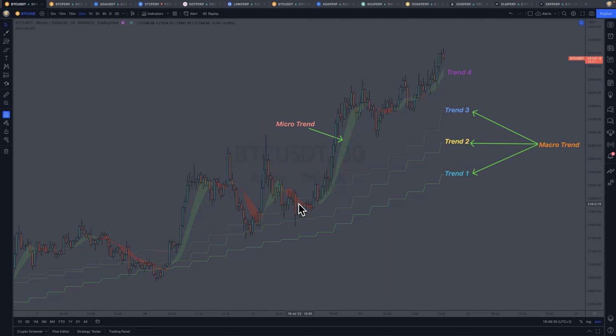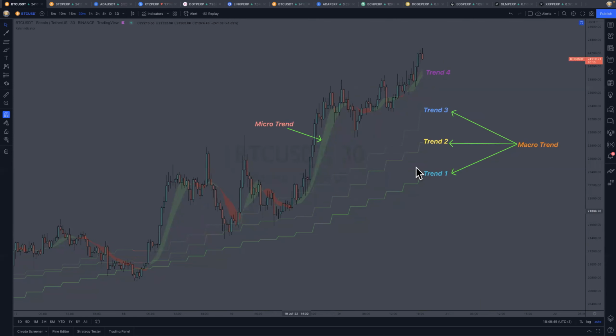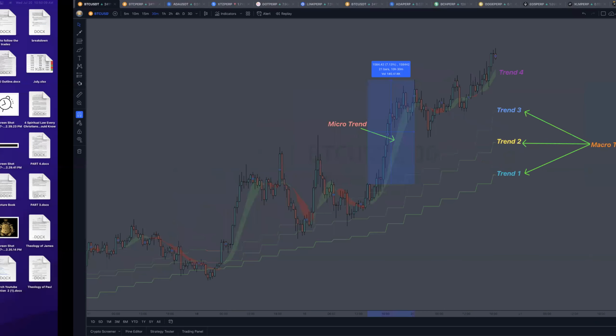Again, we have another pullback into your macro channels. You can see the channels there. You can see that the channel trend lines 1, 2, and 3 are all still green. You can see that we pulled back into it. Our micro lines up with our macro trend. If you would have taken it at the first confirmation, you would have seen that it would have gone up, and you would have made some pretty good money.